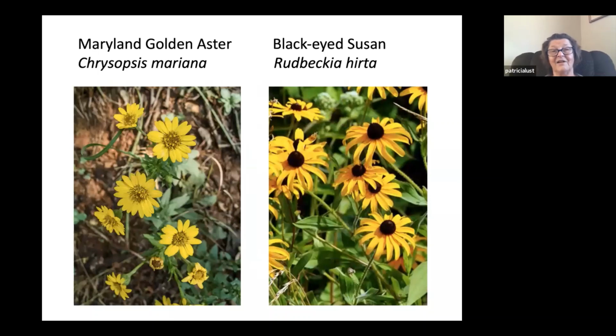In the fall, there are a lot of yellow things. Maryland golden aster, I think, should be in the nurseries alongside any chrysanthemums in the fall, because it is just as beautiful.